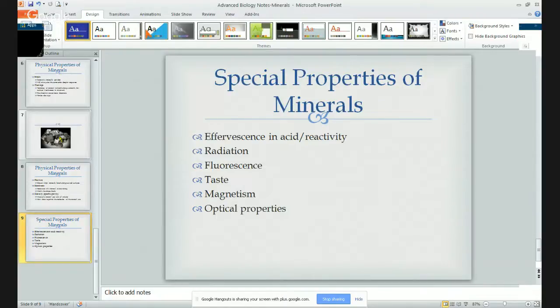Minerals can also be magnetic, so having the ability to attract iron, which would be magnetic. And you can also have the ability to form a double image, which would be an optical property. So this gives you an idea of the different ways to identify minerals and what they are.